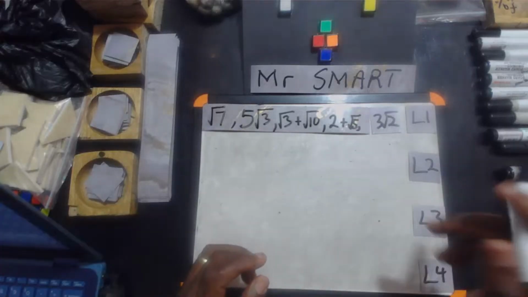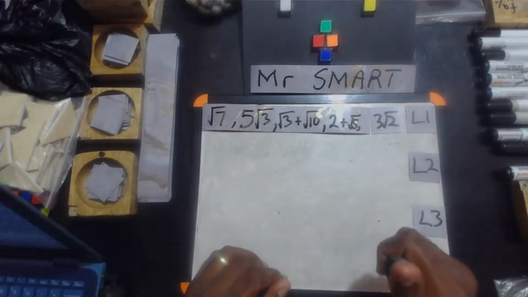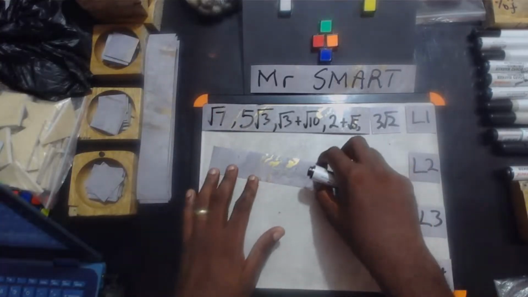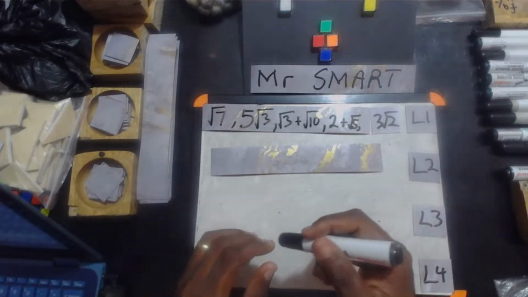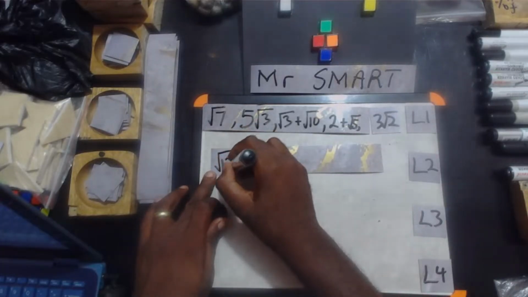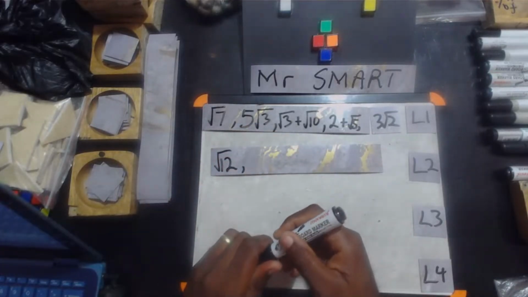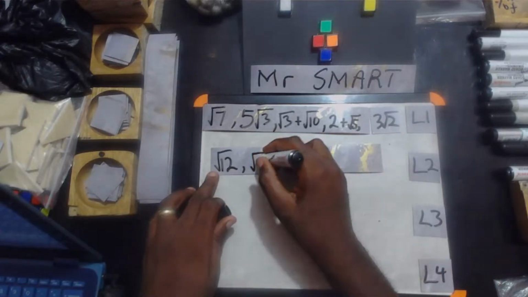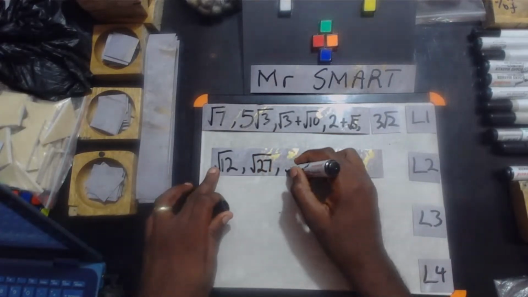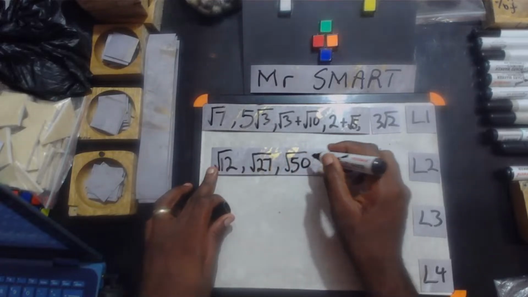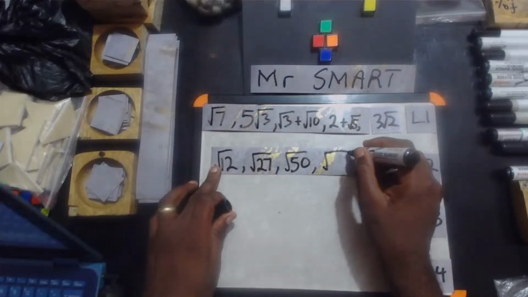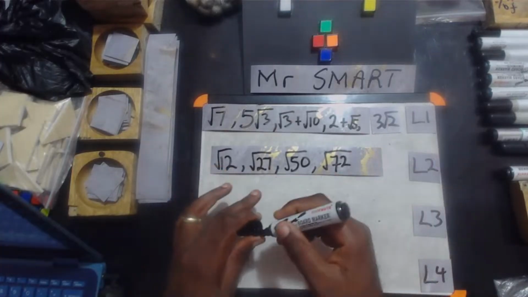So the next, DOK level 2, is simplify the following. So what are we simplifying? We want to simplify the square root of 12. And then we'll simplify the square root of 27. And then we're looking at square root of 50. And then we'll look at square root of 72.